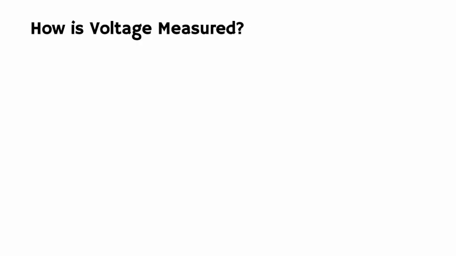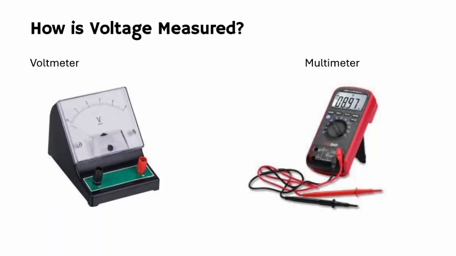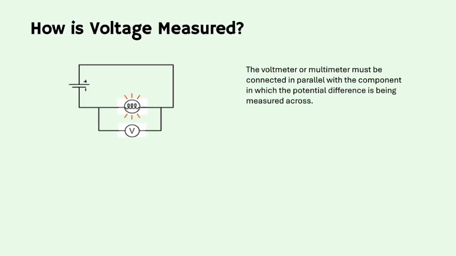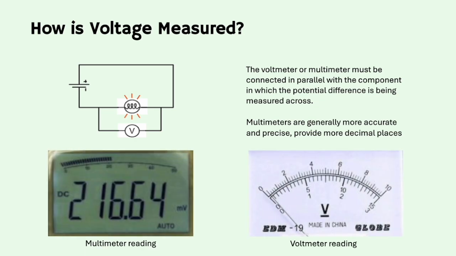So how is voltage measured? It can be measured using a voltmeter or a multimeter. The device must be connected in parallel to the component where the potential difference is being measured. Multimeters generally display more accurate readings as they can provide more decimal places, providing a more precise answer.